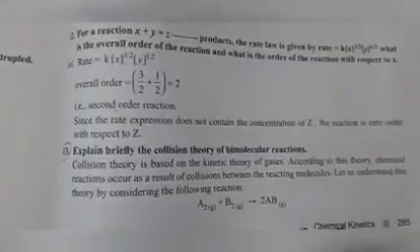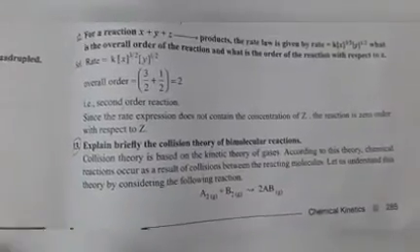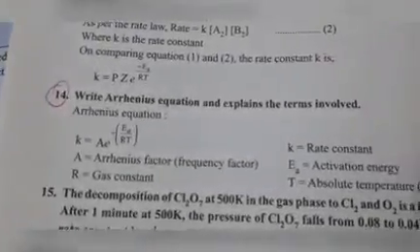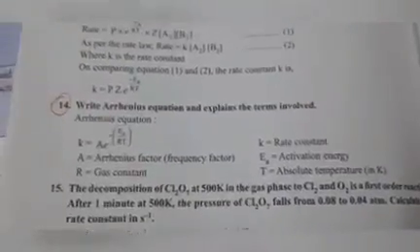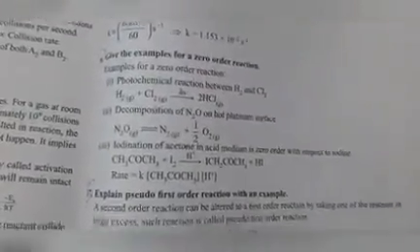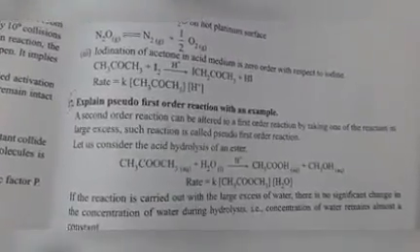The next theory question is to explain briefly the collision theory of bimolecular reaction. That is the collision theory question, already you know. Write the Arrhenius equation and explain the terms involved. That we have also finished. Give the examples for zero order reactions. And the next question, explain pseudo order reactions with an example. Both questions we have completed.